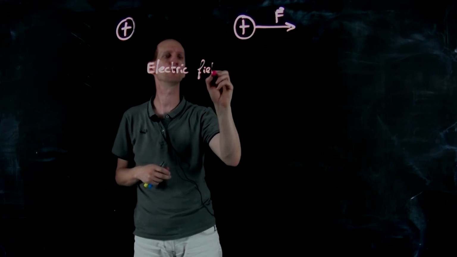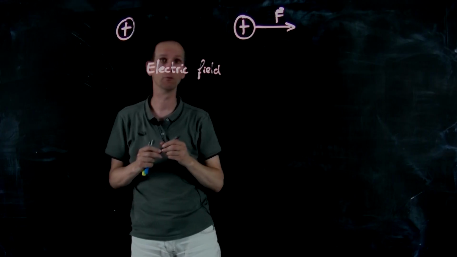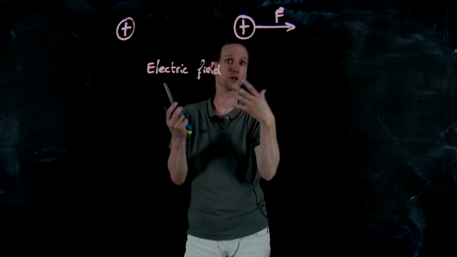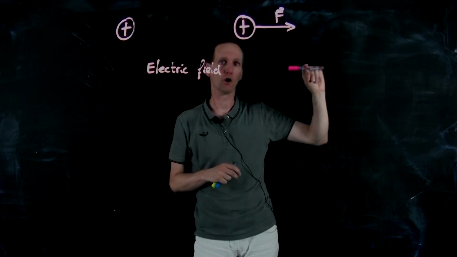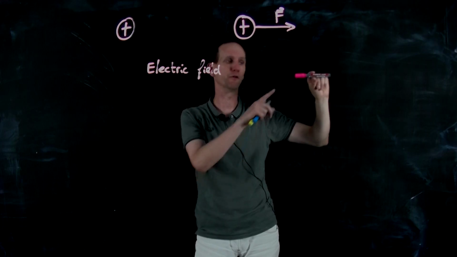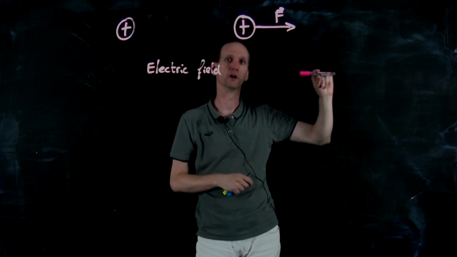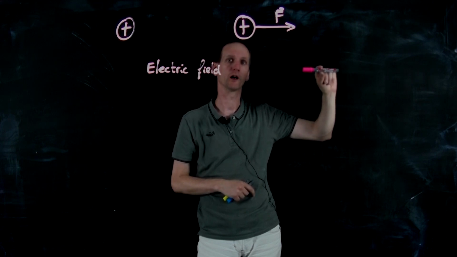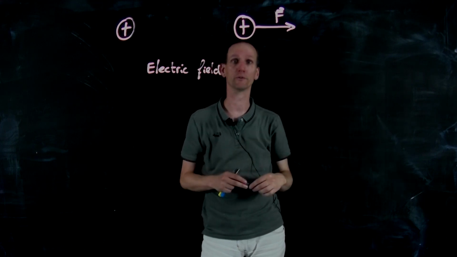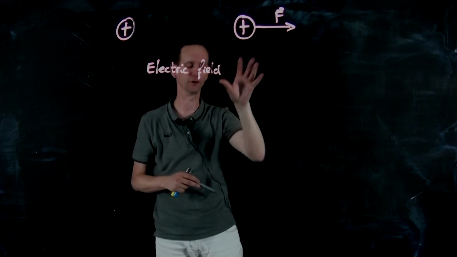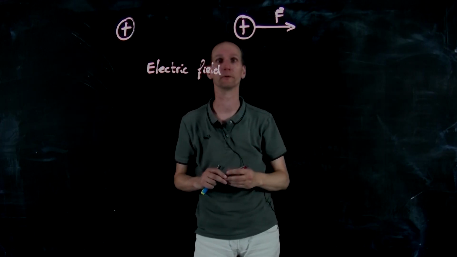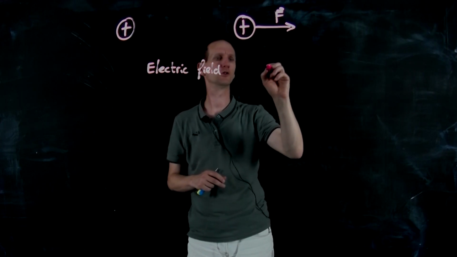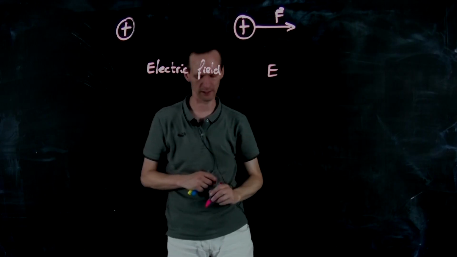Now that may sound a bit abstract, but actually we are very familiar with a field transmitting a force. If I hold this marker here, it will feel the gravitational field of the Earth. So a force is exerted on the marker, and if I let it go, it will fall down. It's the same for the electric field as it is for the gravitational field. Now, the magnitude of the electric field we indicate with the letter E.